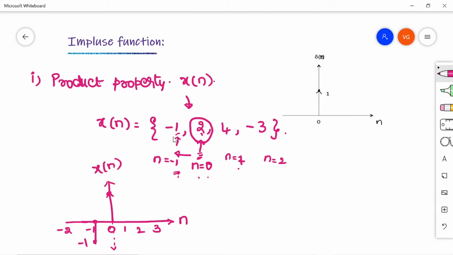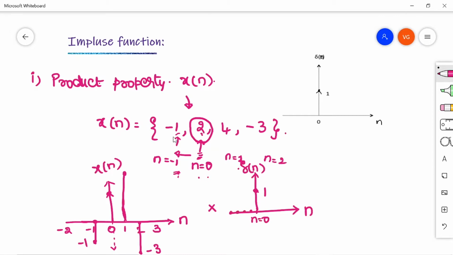Then at n is equal to 1, I have my amplitude as 4. So somewhere I'll mark here. Right. Next, at n is equal to 2, the amplitude is minus 3. So put it down. This is minus 3 amplitude. Right. So this is my x of n. If you multiply this x of n with your regular basic unit impulse function, the discrete function, what happens we'll see. So what is del of n? Del of n is equal to 1 only at n is equal to 0.